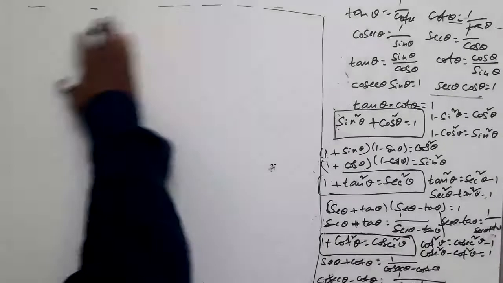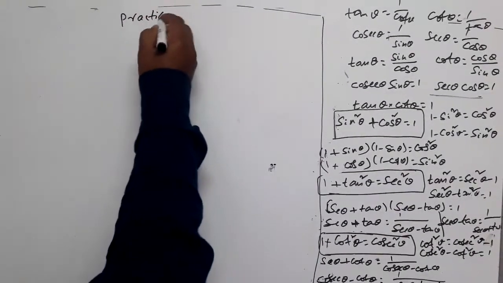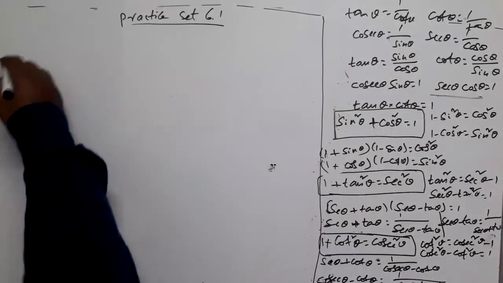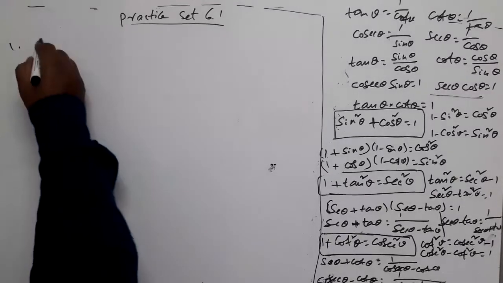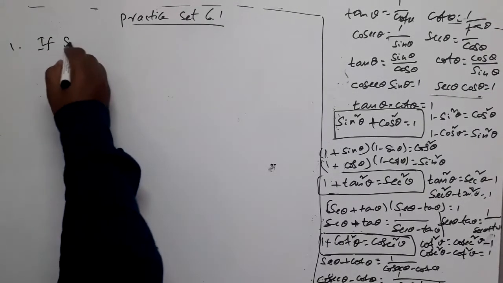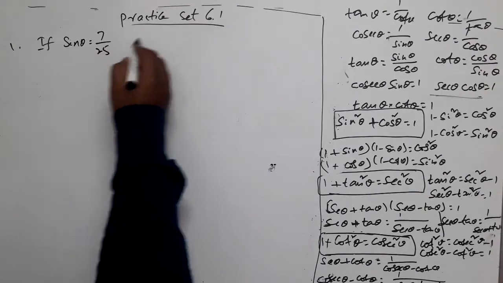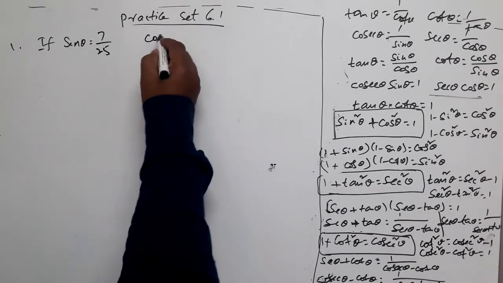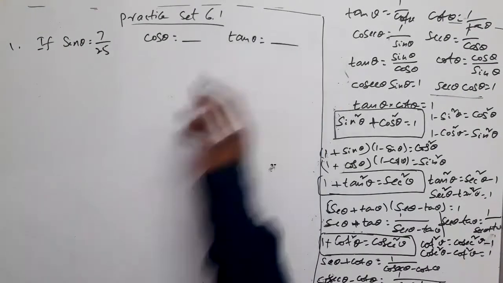Let us see the practice set. Practice set 6.1. First question. If sin theta is 7 by 25, then find the values of cos theta and tan theta. That is the question.